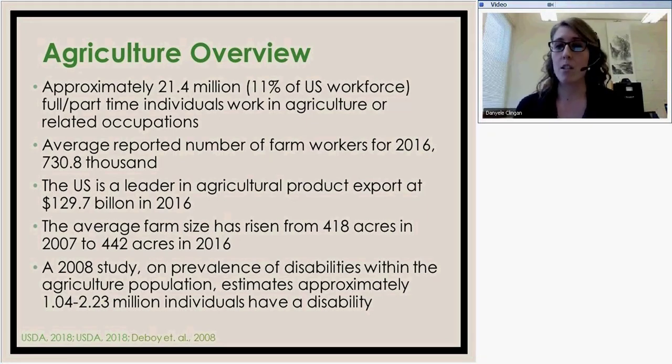Something interesting that I think everyone should keep in mind is that from 2007 to 2016, the average farm size has risen. The important part of that is that farmers and ranchers might now be spending a lot more time out in fields with livestock. This can lead to some secondary conditions or just some acute injuries as well, so that's something important to keep in mind when working with farmers and ranchers. The last thing on this slide is a study that was done in 2008, explaining the prevalence of disabilities within the agricultural population. It was estimated that about 1.04 to 2.23 million individuals were working in some type of agricultural occupation with a disability.